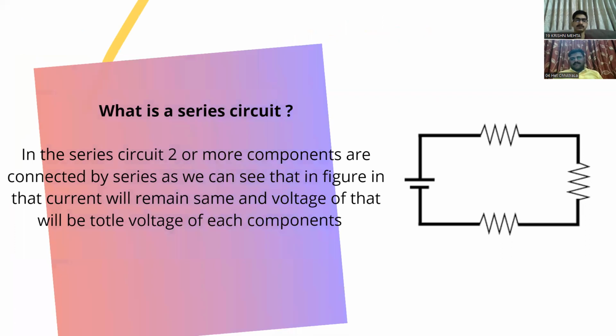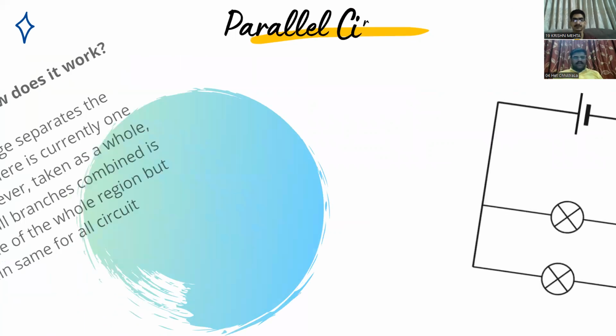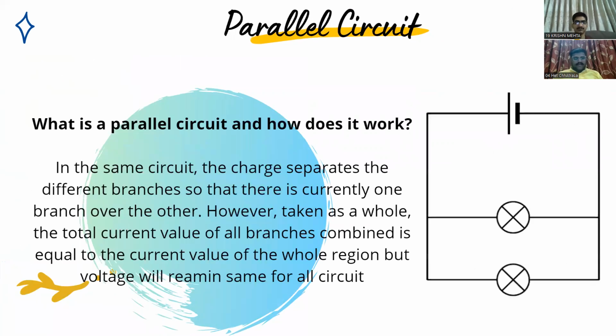Next, here we can see the parallel circuit. What is a parallel circuit and how does it work? In a parallel circuit, the charge separates into different branches so that there is a current in one branch over the other. However, taken as a whole, the total current value of the branches combined is equal to the total current, and the voltage will remain the same. So here we can see the voltage of the two resistors will remain the same in the parallel circuit.